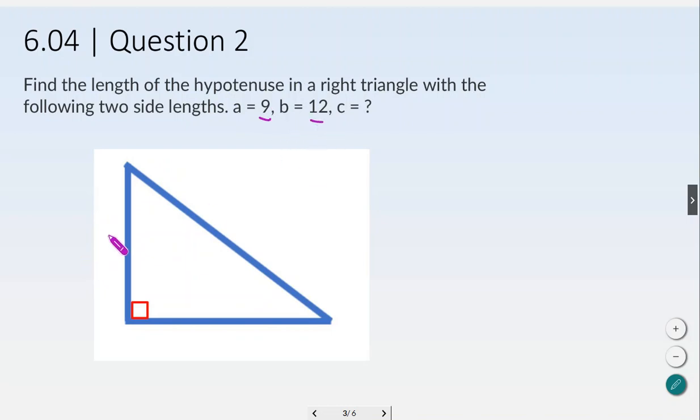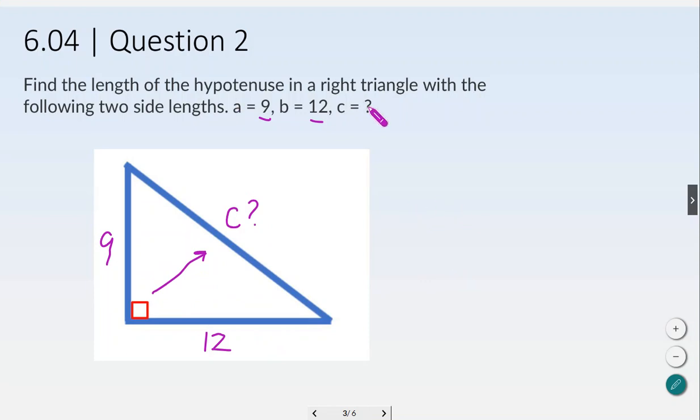So 9, let's do 9 on this side. That looks to fit there. I was thinking 12 for this side. It's a little bit longer. Let's try that again. 12 for this side is a little longer. And then we don't know what C is. So C is our hypotenuse. We'll just leave it as C. We don't know what that is, so question mark. Okay, and again, the hypotenuse is always across from that 90-degree angle.